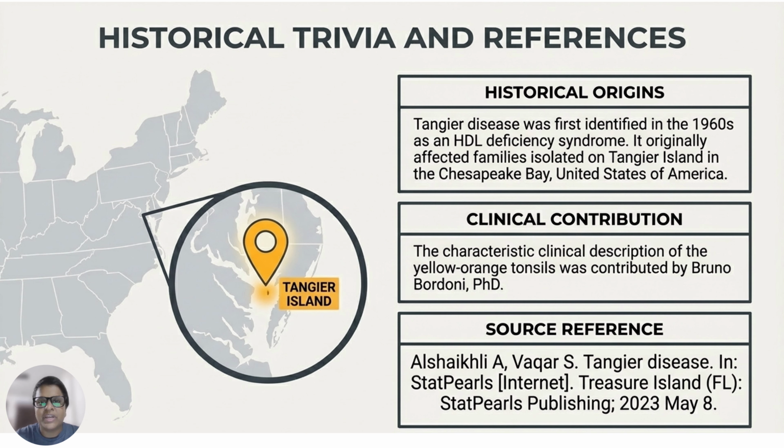So just to summarize, Tangier disease is a disease where you have abnormally very low HDL levels, and it happens because of the mutation of the ABCA1 transporter gene. As a result, reverse cholesterol transport does not happen and all the cholesterol esters accumulate, and the characteristic finding in Tangier disease is enlarged yellow-colored tonsils.